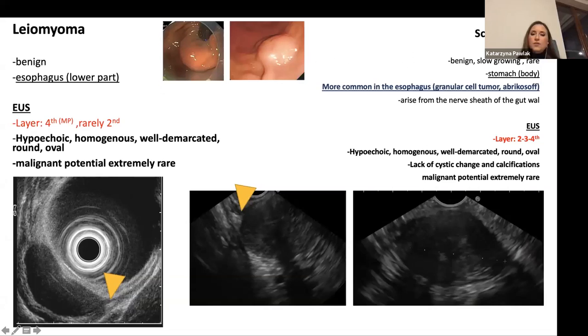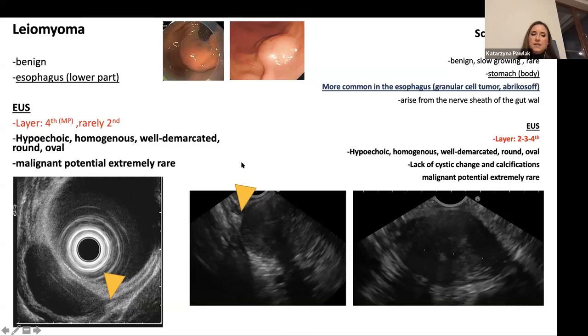Here you can see both lesions generally arising from the fourth layer, but also from the second and the third. So here you will see the leiomyoma and schwannoma. These lesions are typically benign and slowly growing. Leiomyoma is typically located in the lower part of the esophagus, and schwannoma is located in the body of the stomach. However, the EUS features are also very similar.